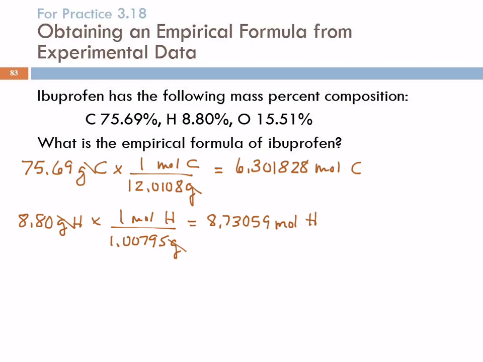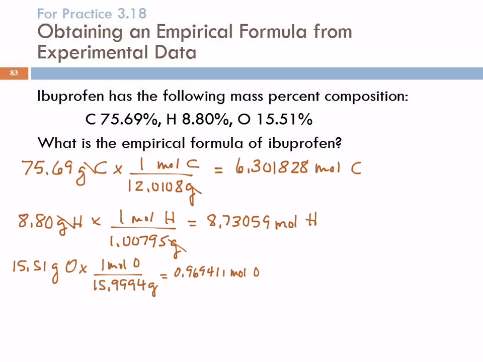For oxygen, it's the percentage expressed as grams. Oxygen, 1 mole of oxygen weighs 15.9994 grams. So 15.51 divided by 15.9994, 0.969411. Any questions?